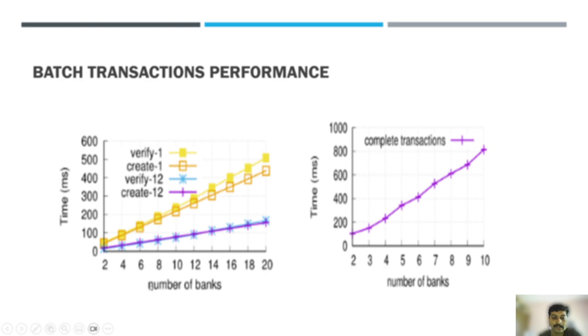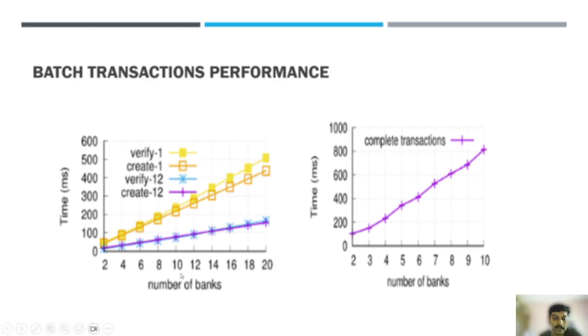The x-axis is basically the number of banks involved in the transactions. That means that instead of having a transfer from one bank to another bank, you can include multiple banks to participate in that particular transaction. So X amount of coins or dollars will be transferred from one bank to another bank, and then from that bank to another bank. Likewise, there will be multiple banks involved.